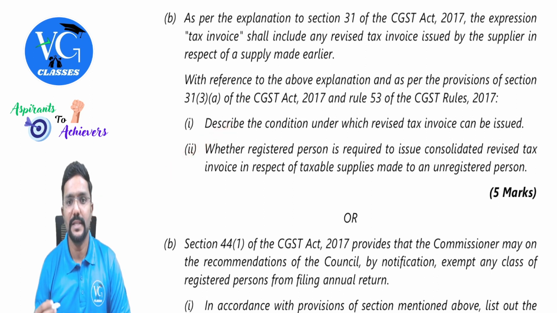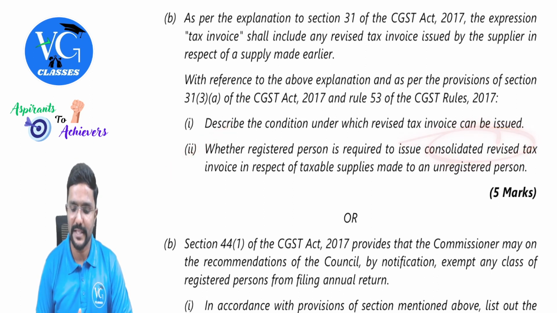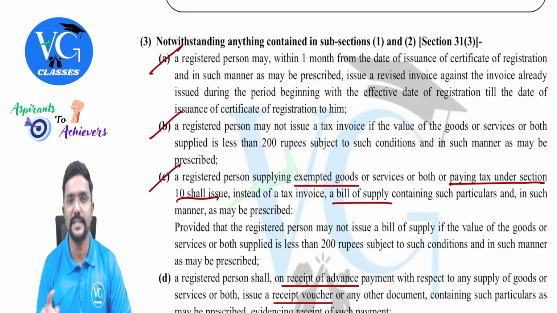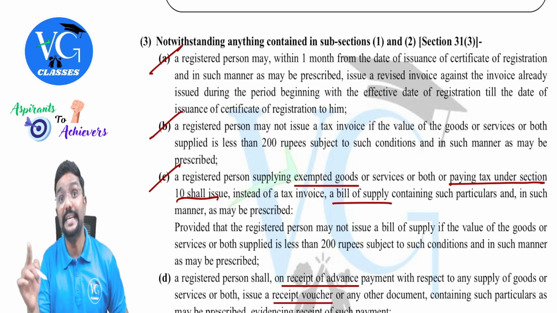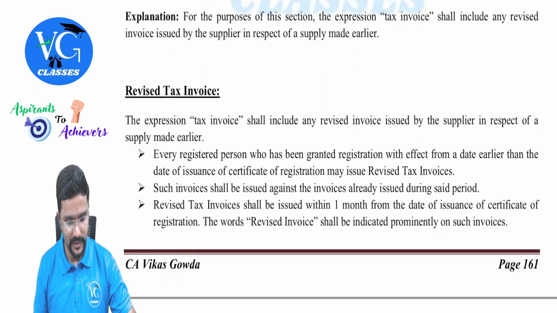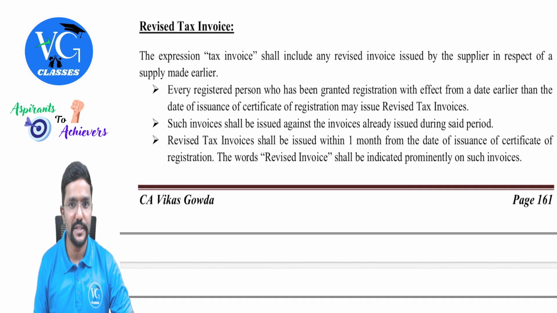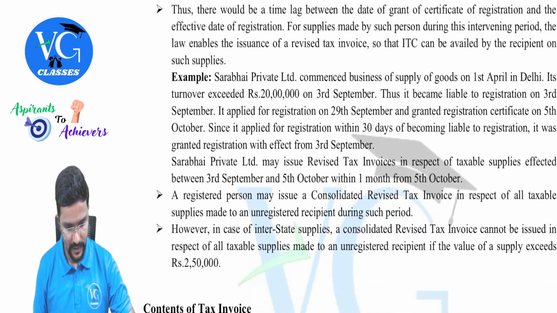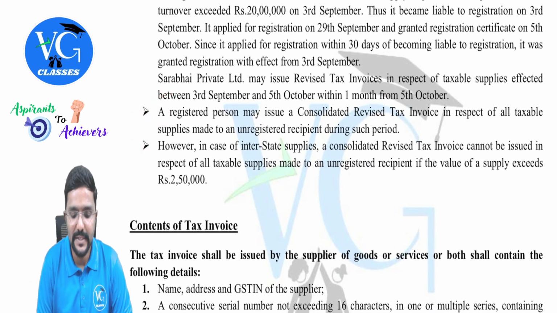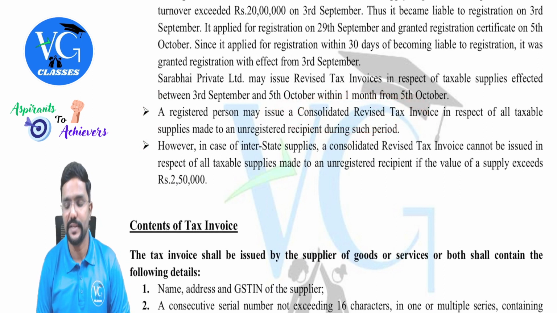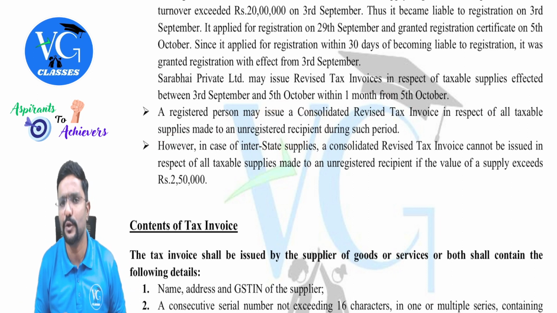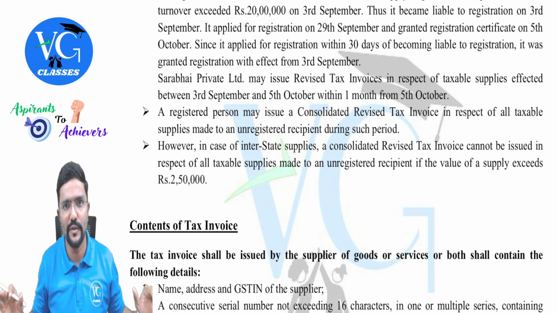Next, whether the registered person is required to issue consolidated revised tax invoice, he can issue for all the unregistered recipients, whereas if recipient is registered and if it is interstate supply, it depends on the value. Yeah, I have given an explanation here with respect to revised tax invoice. Let me read the last 2 points. A registered person may issue consolidated revised tax invoice in respect of all taxable supply made to an unregistered recipient, that is in case of B2C supplies, irrespective of the value.